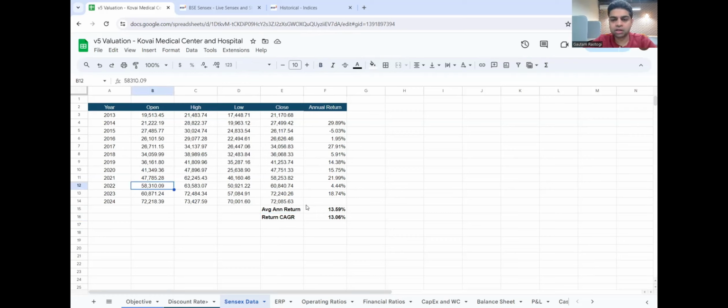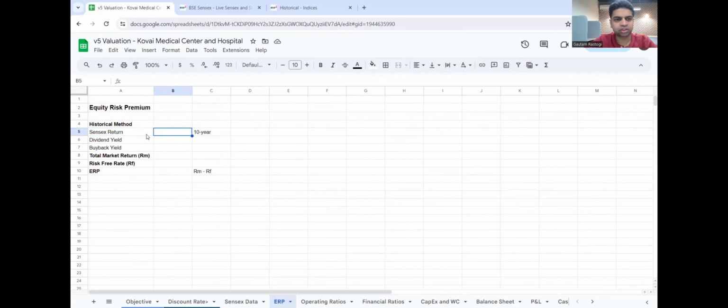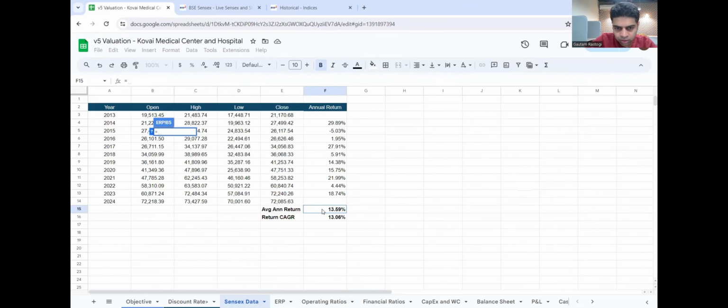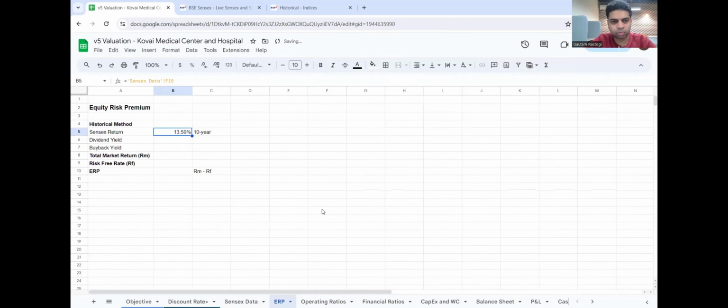Okay, all right. So now let's estimate, so we have the average annual return. So let's pull this first. Okay, so we have the Sensex return or Sensex appreciation for the last 10 years. Okay, so let's pull it. Let's take the average annual return, 13.59. Okay, and let's also write, it's always a good practice to key in the source.